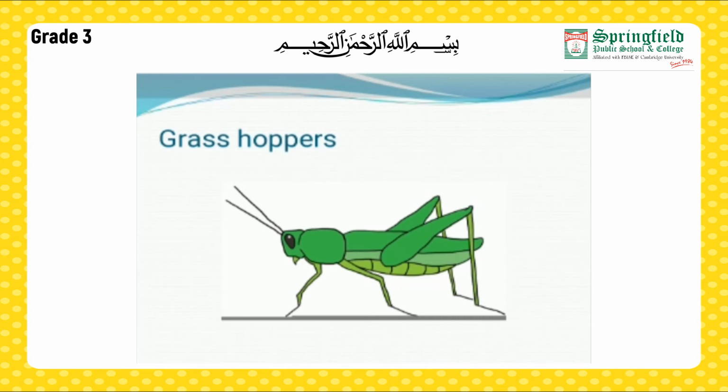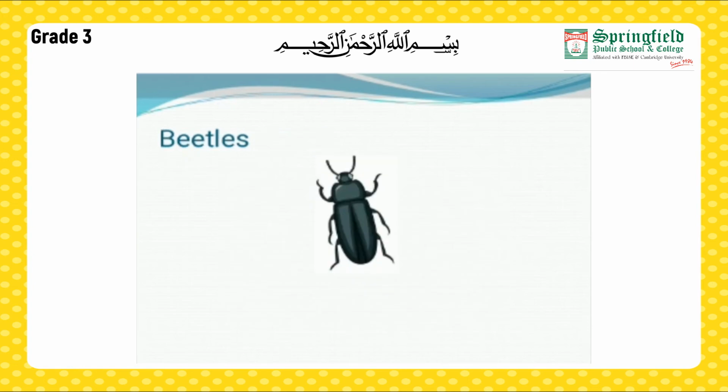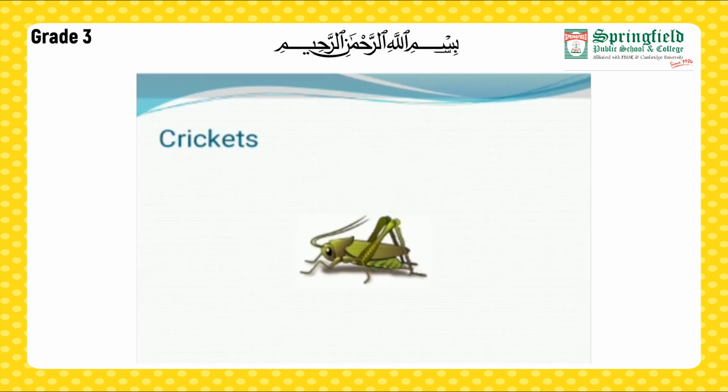Grasshoppers. Grasshoppers are basically plant-eating insects. Beetles. Beetle is an insect distinguished by having four wings which cover and protect the abdomen. Crickets. Cricket is an insect related to grasshopper but with shorter legs.